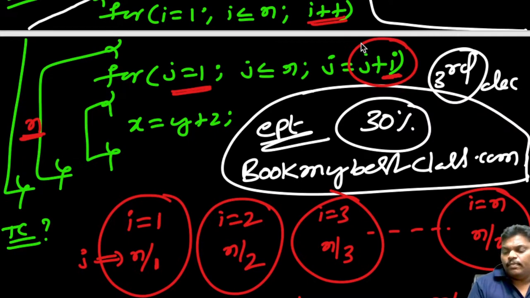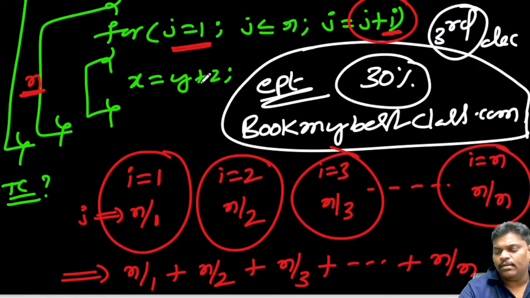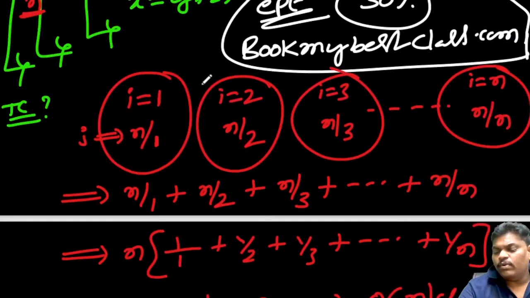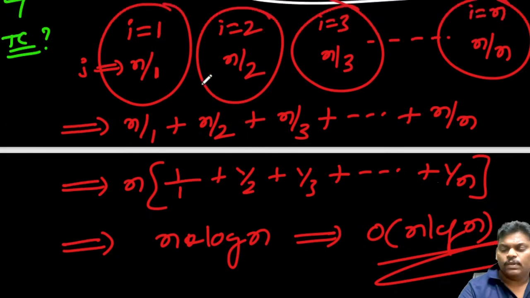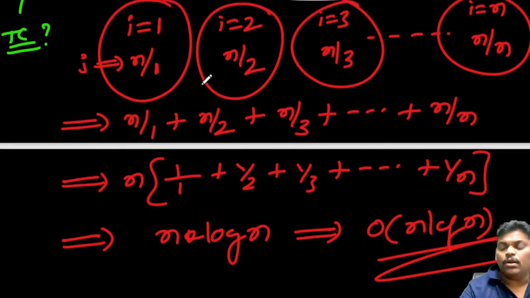J loop how many times? What is the I value? If I value is 5, J loop is n by 5. J loop is how many times? If I value is 25, J loop is n by 25. Remember, these are two loops, inner loops, but there is a dependency. Dependency means you cannot do it alone. Whenever there is a dependency, you cannot do it alone.